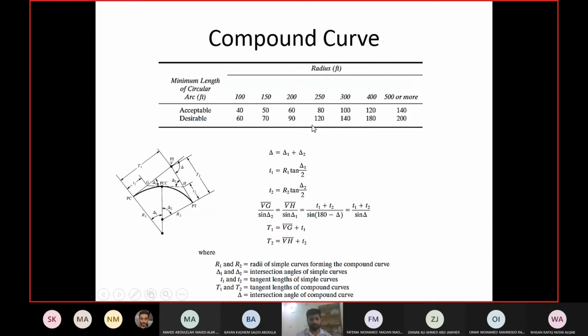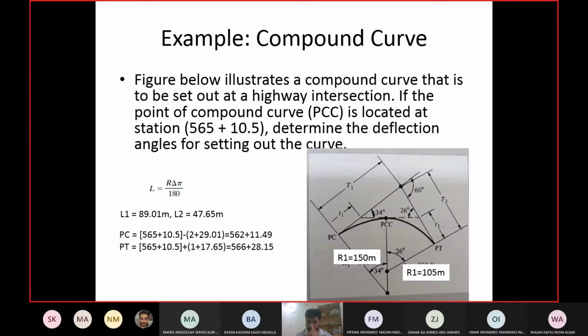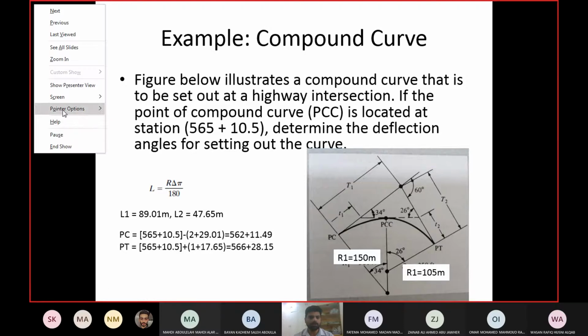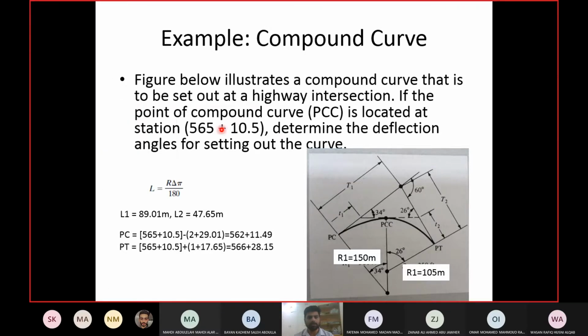Today let us do an example for the compound curve. So this is the second type of horizontal curve. Just to remind you, there are 4 types of horizontal curves, and this is the second one. So we have a compound curve, which you can see in the figure as well, and this is for an intersection, and the point of PCC is given, point of compound curve, where the two curves are meeting with each other.